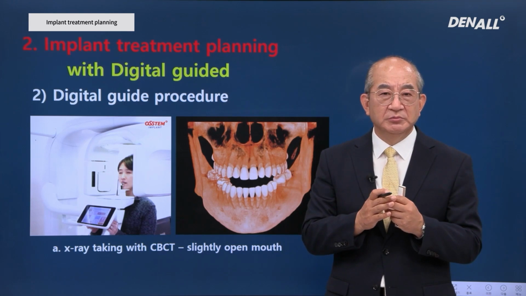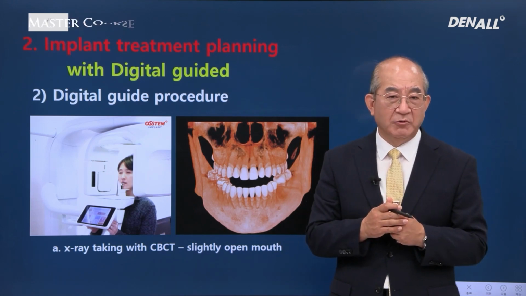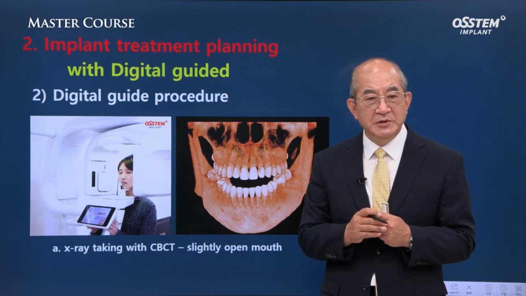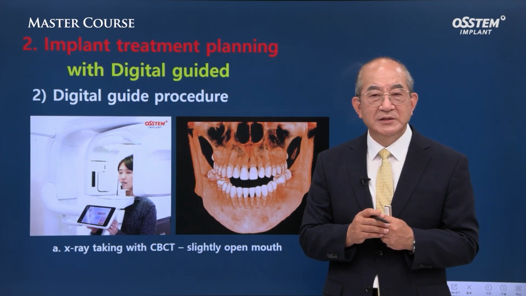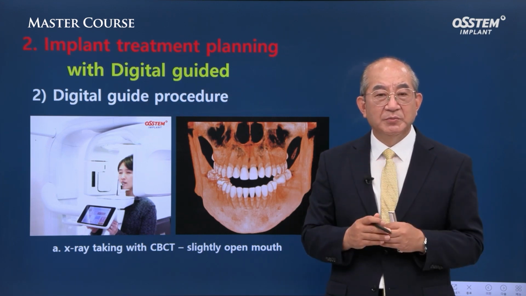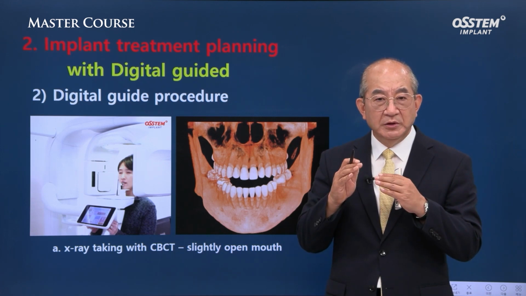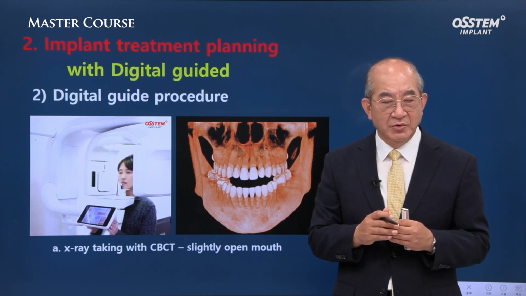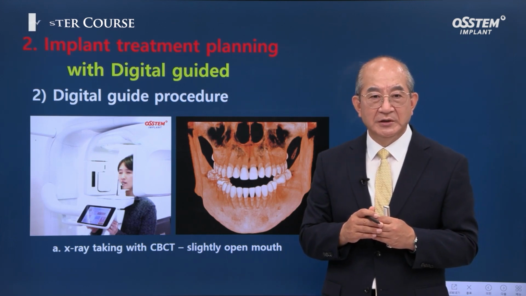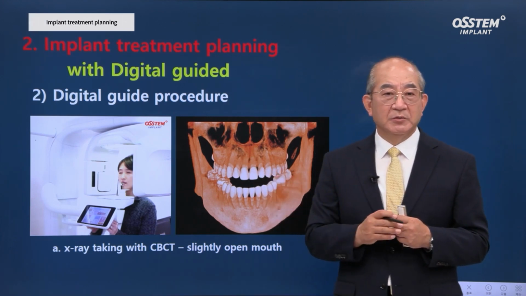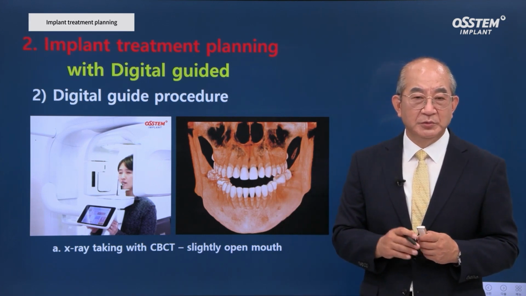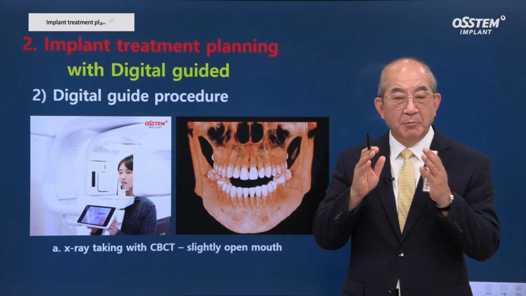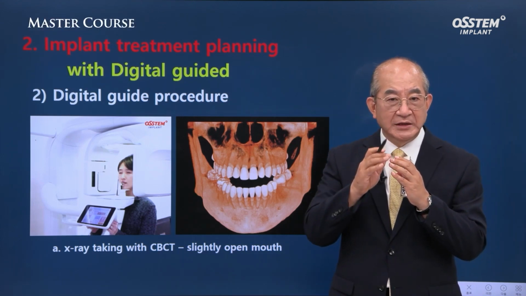That's why when you take X-ray using CT, you need to make sure that the patient does not close mouth. You need to have the patient open his or her mouth slightly in order to avoid the possibility of data being overlapped. I would like to give you this tip. Those of you who do not have CBCT, I hope once you buy the CT, you remember the fact that the patient needs to open his or her mouth slightly. You need to have the patient bite on a block to get accurate data.